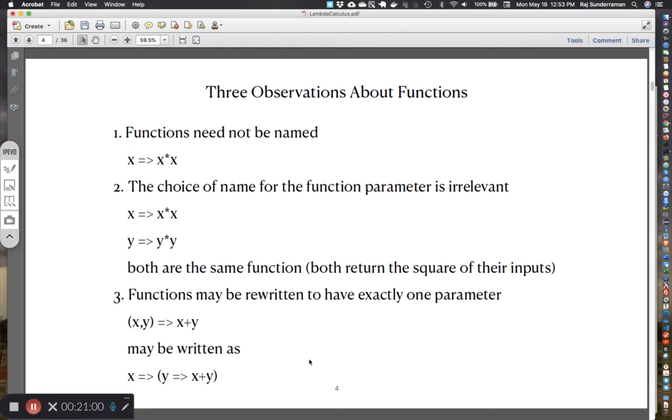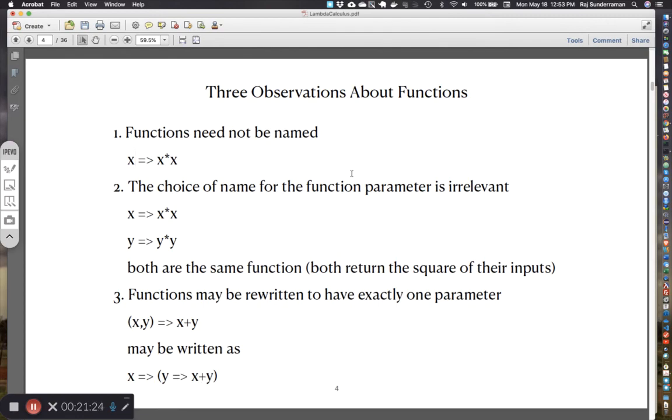Okay, we'll have many examples like this in this class. There are these three observations. Functions need not be named, unnamed functions, that is. Second, the function's parameter name need not be a particular name. It's irrelevant. You can choose any name you want. And the third is that functions must have exactly one parameter.